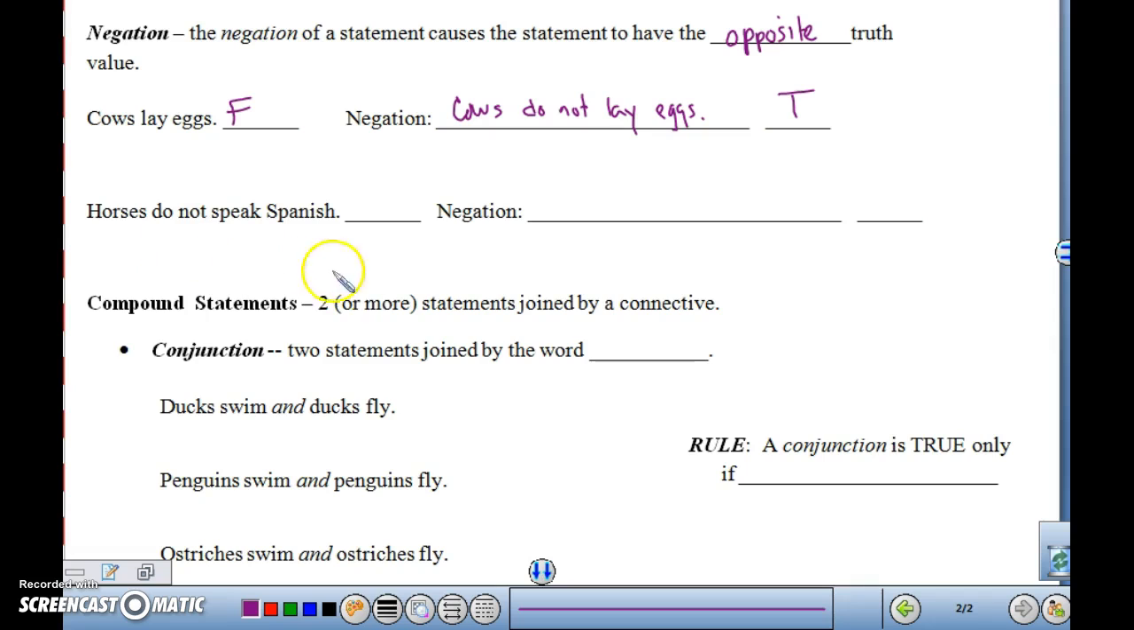How about the statement, horses do not speak Spanish? Well, hopefully that's a true statement. Its negation would be horses speak Spanish, or horses do speak Spanish. What is the truth value of that statement? Well, that is false. So you can see when you negate something, it gives you the opposite truth value.